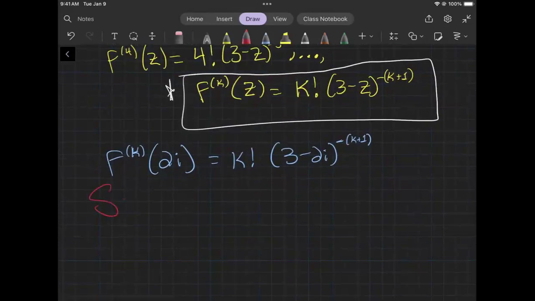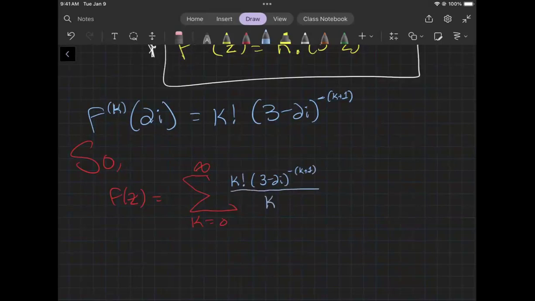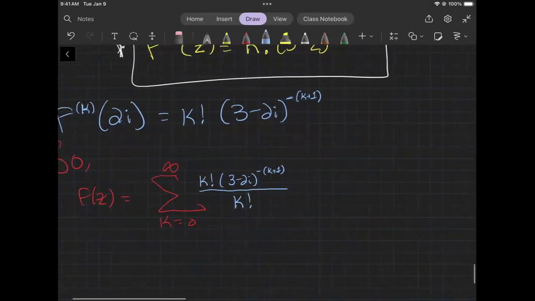So the function would equal this series, k equals 0 to infinity of the kth derivative at 2i, that is k factorial times 3 minus 2i to the minus (k plus 1) power, all over k factorial, times z minus 2i to the k power.